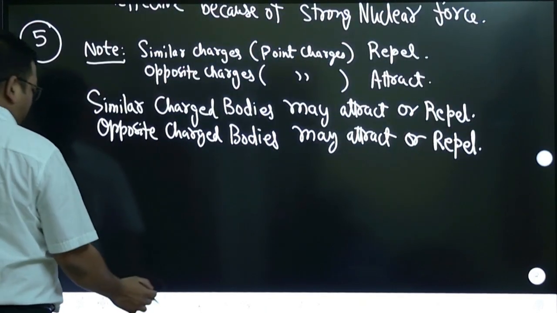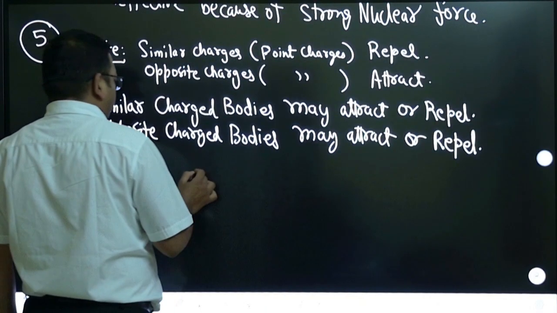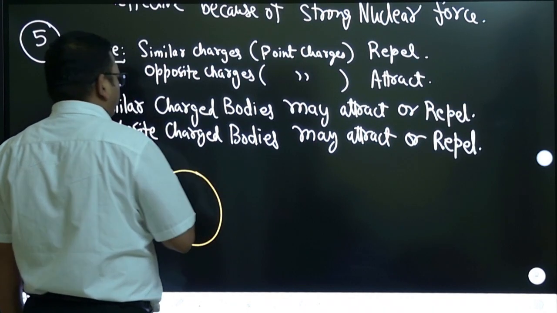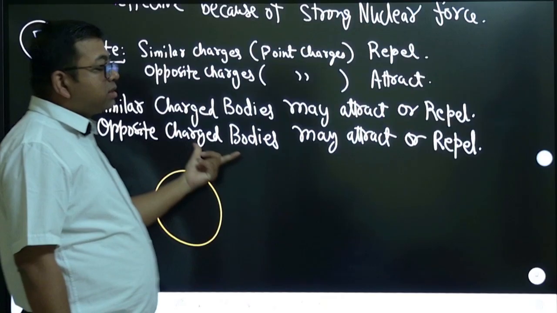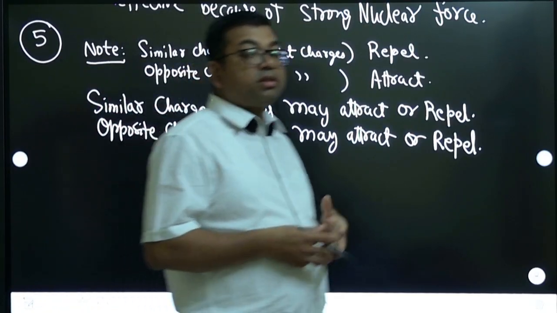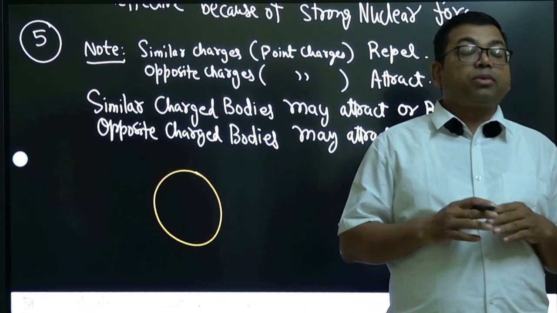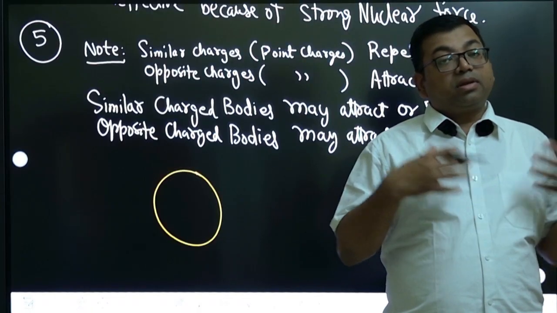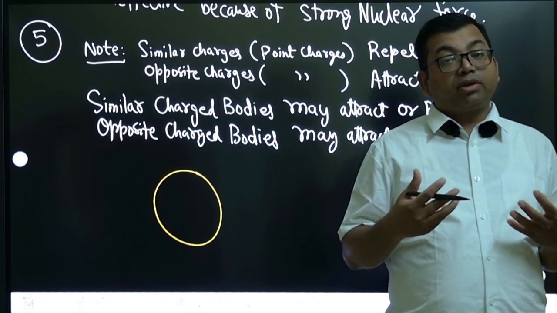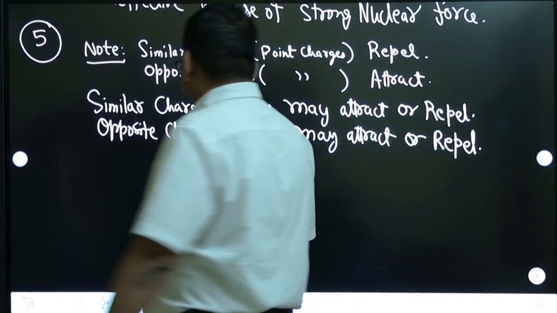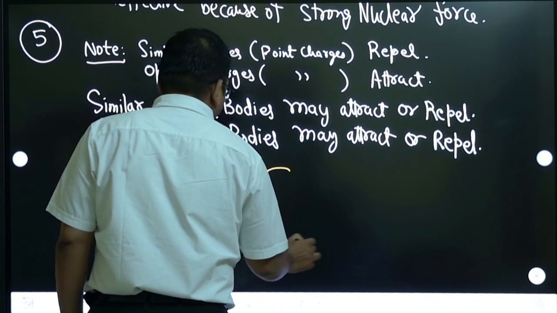Suppose I take bodies. When they say similar charged bodies, it means charges are present in the body and we don't consider it as a point charge. That means the body can be any shape or size. It may be larger and the objects are closer, like this.